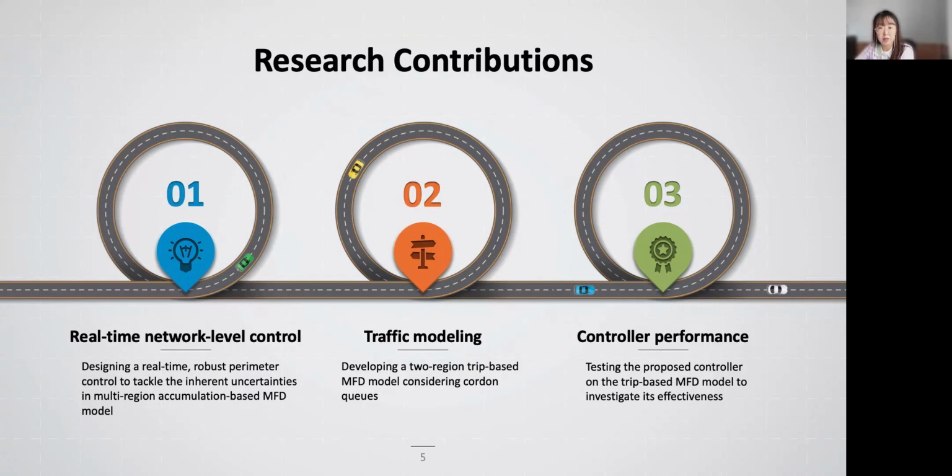Then we develop a robust sliding mode control based on this accumulation-based model and apply the controllers on the trip-based model. So here the trip-based model is utilized to represent the real network to get more realistic values of transfer flows.